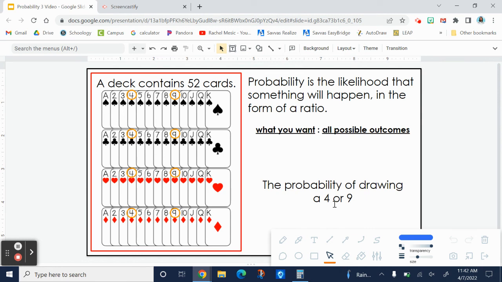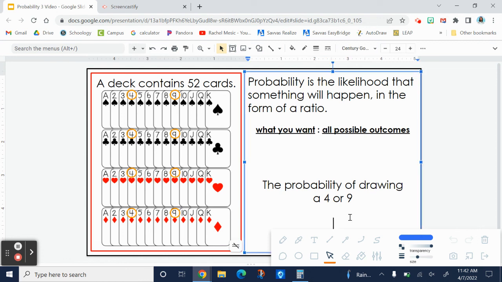What is the probability of drawing a 4 or a 9? Well, in a deck of cards, there's 4 4s and 4 9s. So altogether, there's 8 cards of what we'd want. So 8 out of the 52 cards are either a 4 or a 9. So again, when you have the word or, you really need to add how many of each together.